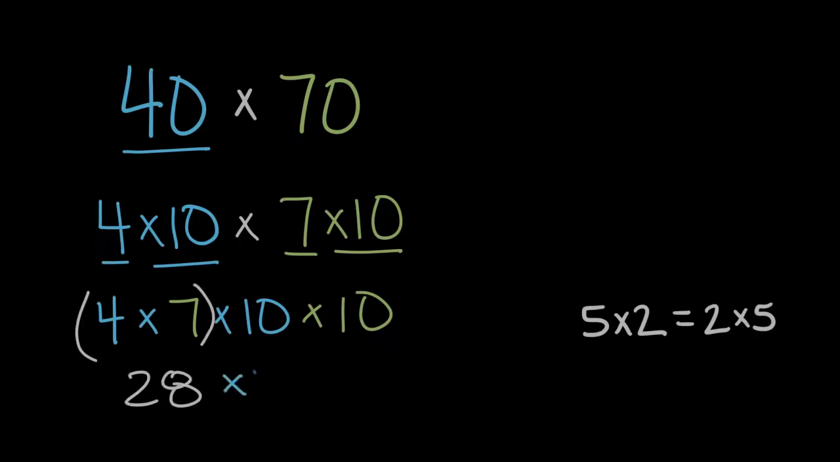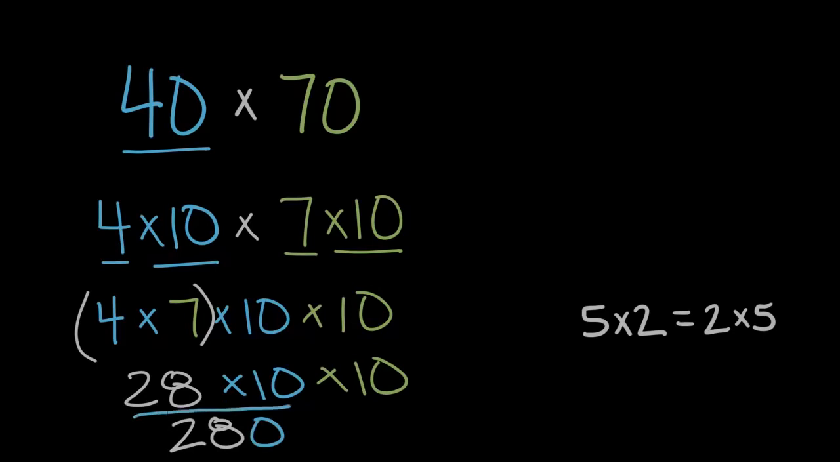And then we have 28 times 10 and times another 10. Well, the pattern for times 10 that we know is when we multiply a whole number like 28 times 10, we will add a 0 to the end, because 28 times 10 is 28 tens, or 280. And then if we multiply by this other 10, we have to add another 0. Multiplying by 10 adds a 0, so if we multiply by 2 tens, we add 2 zeros.